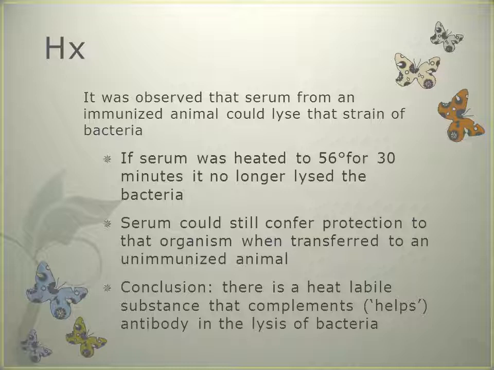They also took it another step further and determined that if this serum that could lyse a given bacterium was given to an unimmunized animal, then that second animal would now be immune. So, the conclusion of all this: there's a heat labile substance that complements or helps antibodies in their lysing of bacteria.